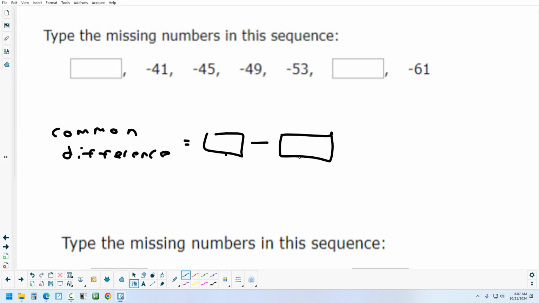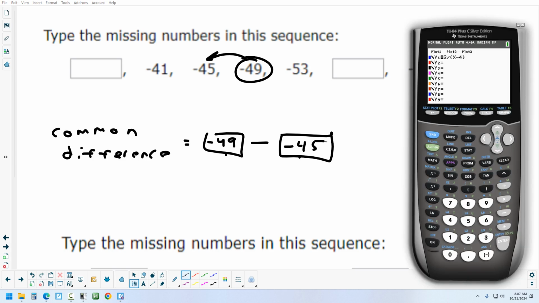Yeah, we could do this one minus the one that comes before it. Let's use my calculator, type that in, and see what it gives me. So I've got negative 49 minus negative 45. Be careful when you type that in because it's a minus and then there's a negative. So what happens when you subtract a negative? It's really going to become negative 49 plus 45, which is negative 4.